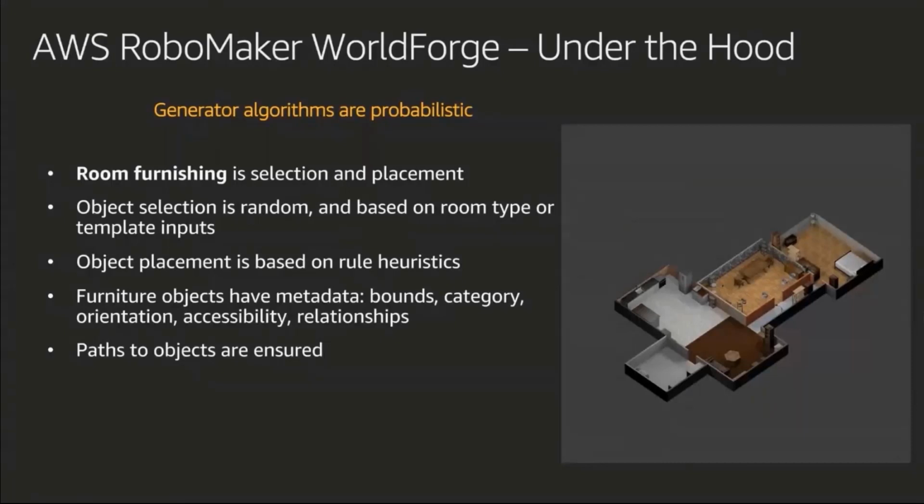So as you saw before, we've got the AWS Step Functions workflow. It fans out, generating floor plans, and for every room in every floor plan, we then populate it with furniture. But where do these assets come from? And that brings us to the next under the hood stage.